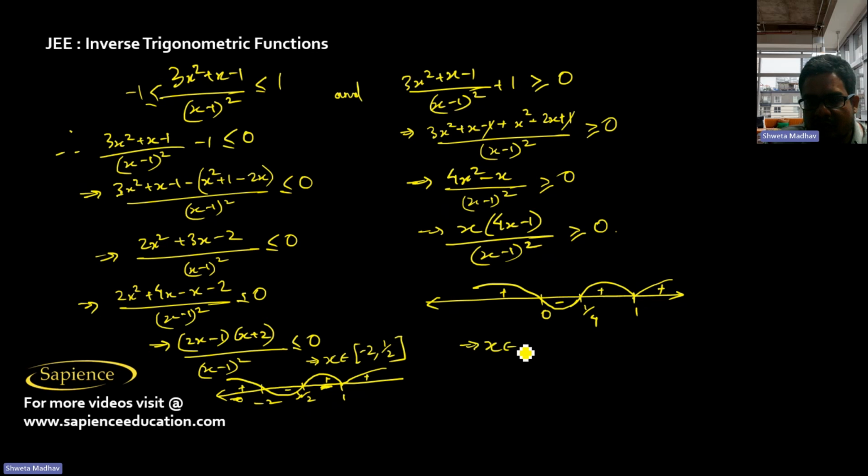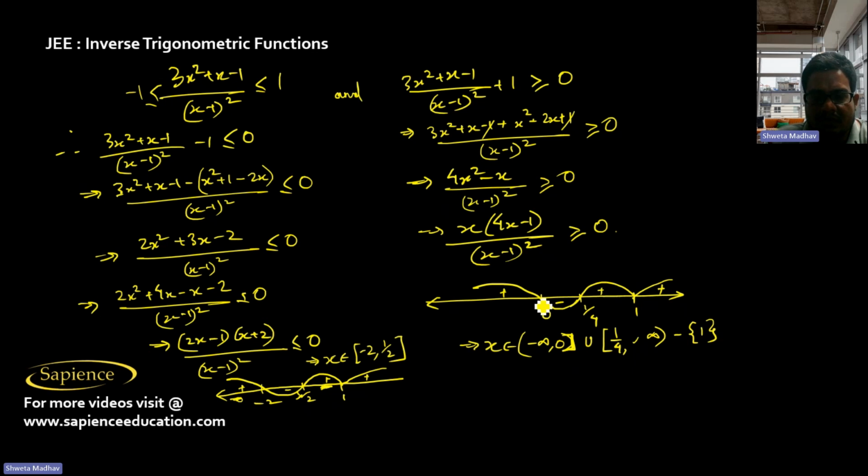So x belongs to minus infinity to 0 union 1 by 4 to infinity, except 1. 1 we can't include. So now we have to take the intersection of these two.